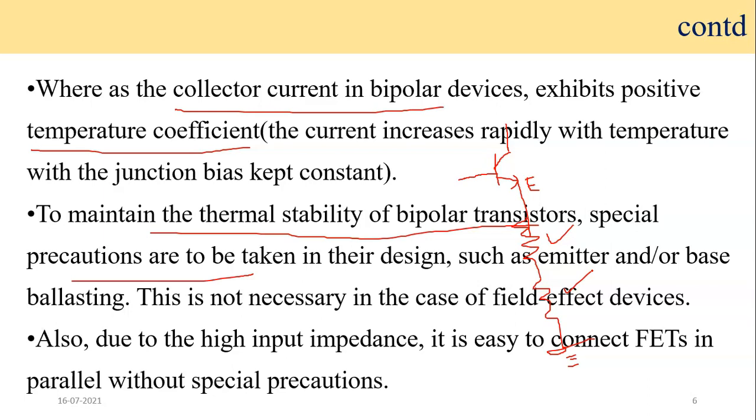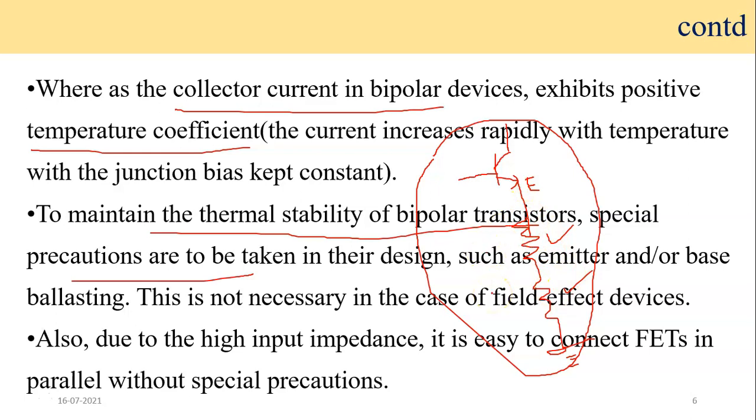And if you remember well, there is a concept called thermal runaway. That means self-destruction of a transistor. The BJT will heat up by itself and finally it will be destroyed. There is a problem, so to overcome this, in a BJT we use this concept of ballasting. It is called emitter ballasting when I use these resistors at the emitter.